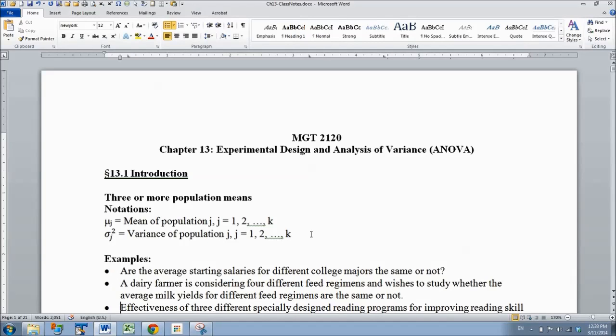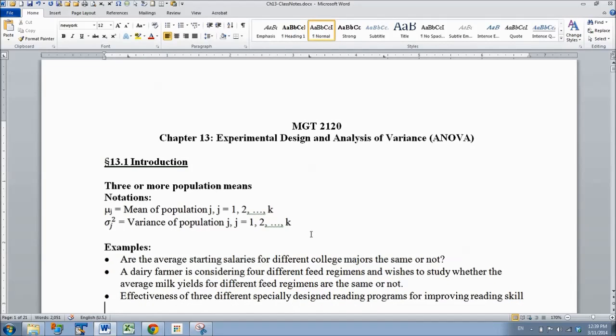Another example, if you have different reading programs, and you want to see whether the effectiveness of the reading program in school children improves the reading skills or not, or are there any differences among these different reading programs in terms of the effectiveness in improving reading skills for school children. So you can study that in this kind of an analysis, which is called analysis of variance.